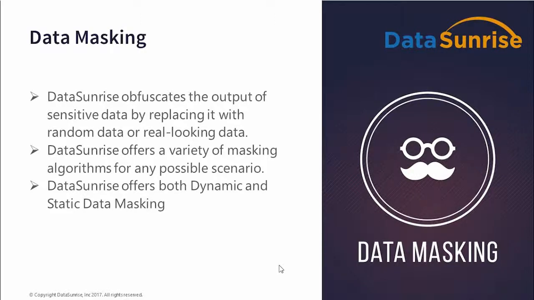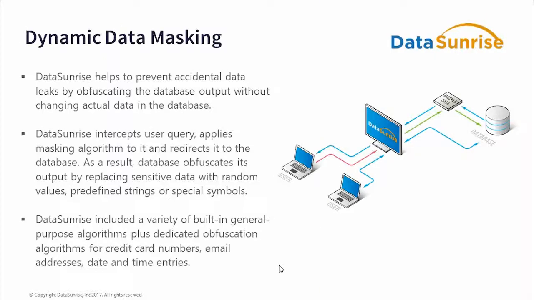DataSunrise includes both dynamic and static data masking. It supports a variety of pre-built masking methods as well as custom functions created by the user. With dynamic data masking, you can obfuscate or obscure the query results for unwanted database users. You can replace the database entries in the output with some fake information or placeholders like asterisks, or make the returned dataset look realistic. Dynamic masking works in real time on the user side only and doesn't modify the database contents itself in any way.